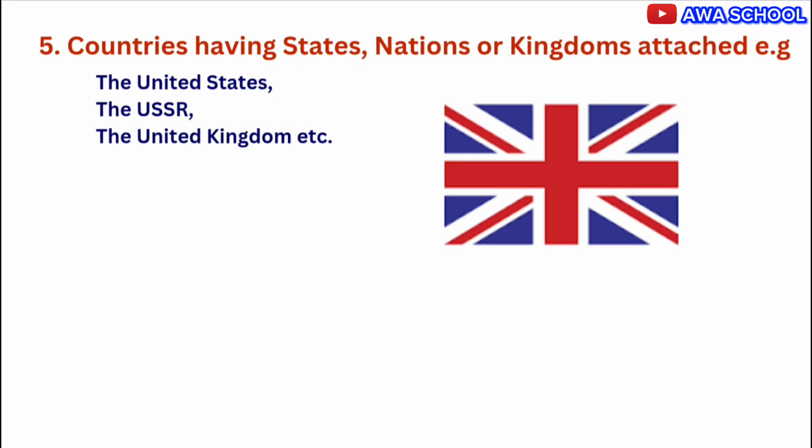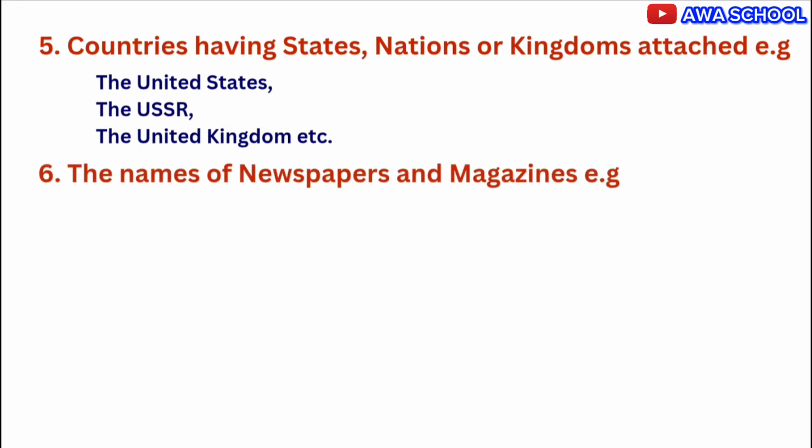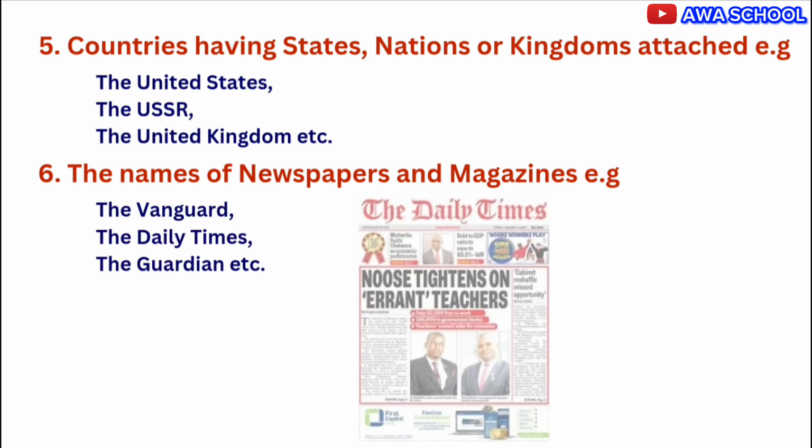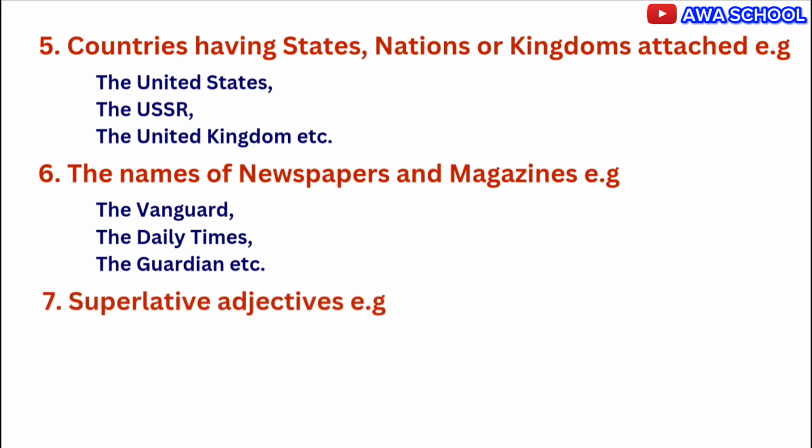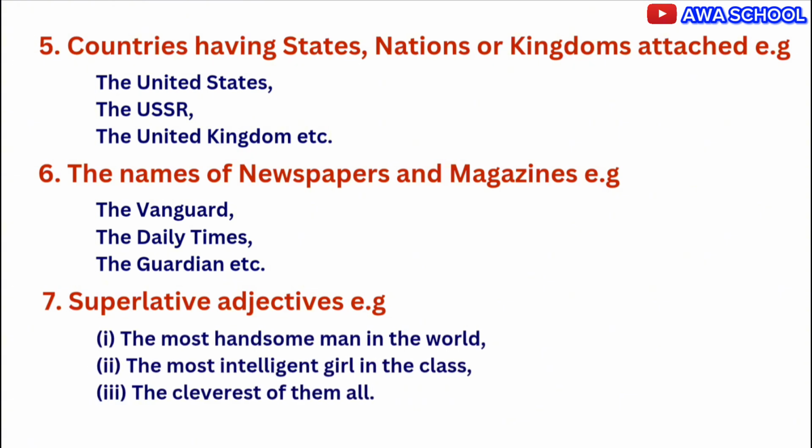That's not all. Names of newspapers and magazines must go with the definite article. Example, the Vanguard, the Daily Times, the Guardians. Next on the list are the superlative adjectives. That is, superlative adjectives are those used to describe nouns at the highest or lowest degree of quality. We also use the definite article for these superlative adjectives. Example, the most handsome man in the world, the most intelligent girl in the class, the cleverest of them all.